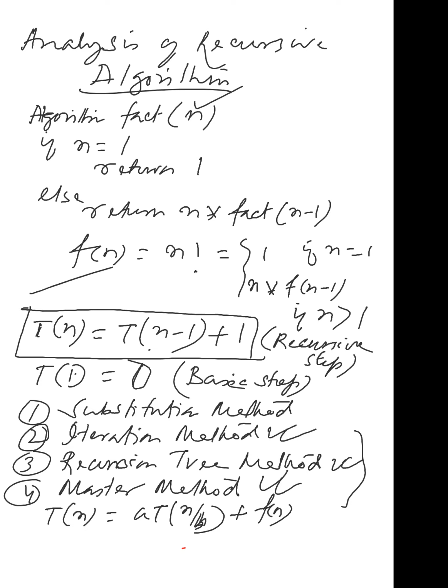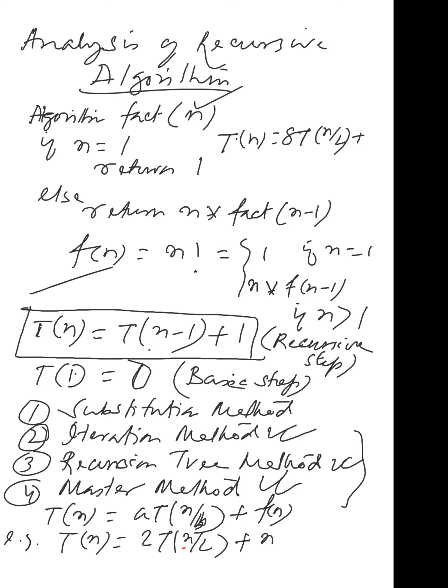for example, if we are talking of merge sort, then T(n) is equal to 2 times T(n/2) plus n, with the example being merge sort. There may be other cases also, like T(n) is equal to 8 times T(n/2) plus n squared, or plus theta of n squared, or simply a function of n squared.